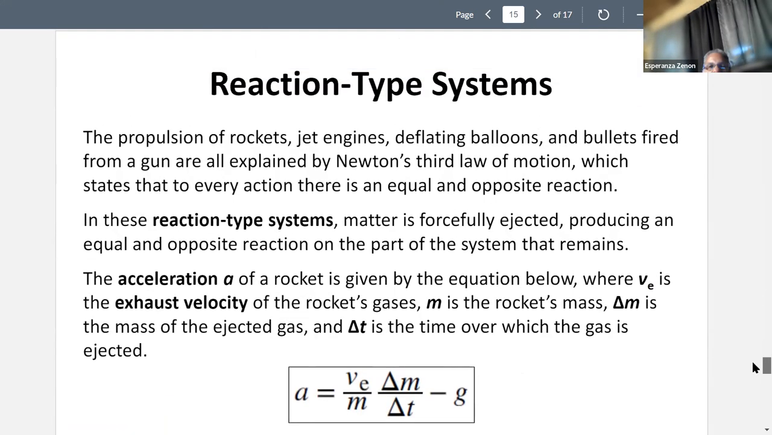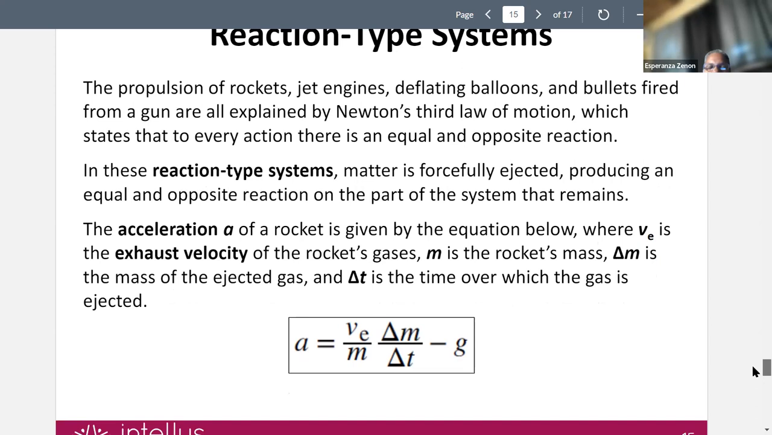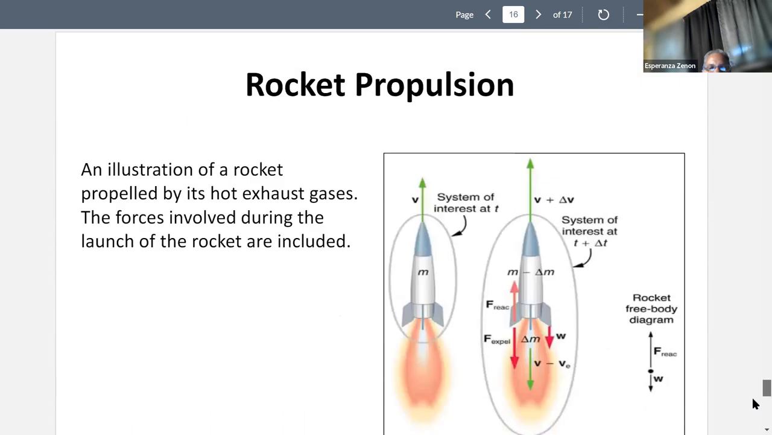All right. I'm not going to go into this reaction type system. What this ultimately leads to is the rocket problem. And yes, as they say, rocket science, but we're not going to get into that because that requires us to understand systems where the mass is changing, and we don't focus on that in this class. Okay.